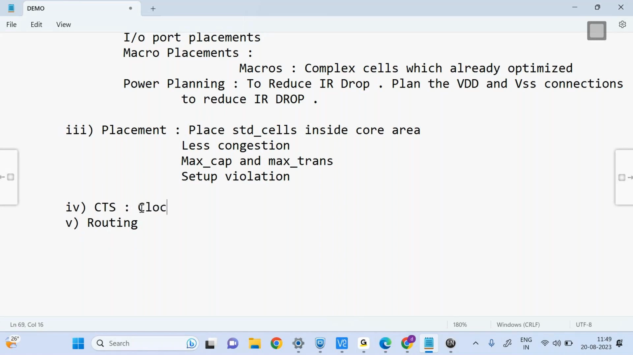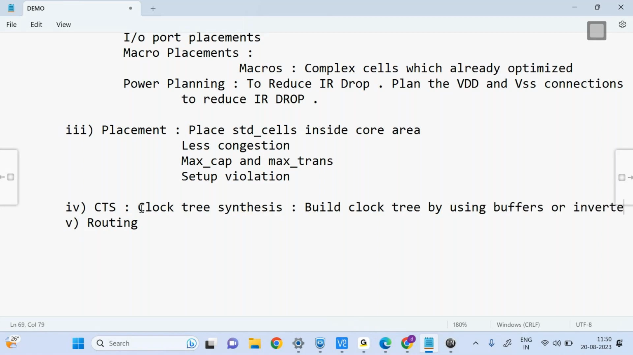CTS means clock tree synthesis. Why this step, clock tree synthesis? Why do we have to build the clock tree? So clock tree synthesis builds a clock tree by using buffers or inverters. We have to build a clock tree.